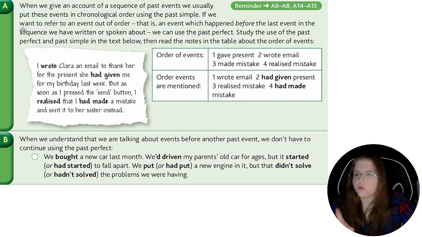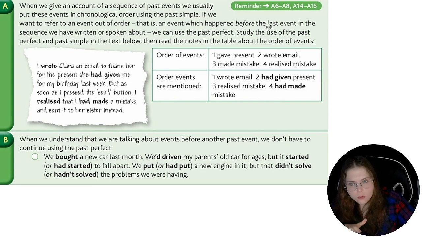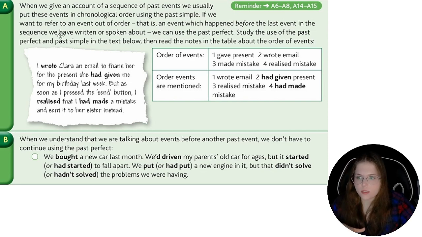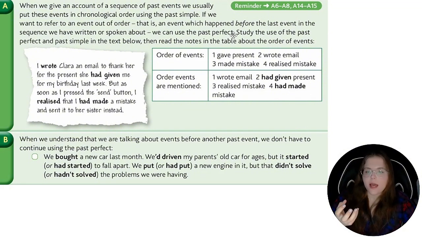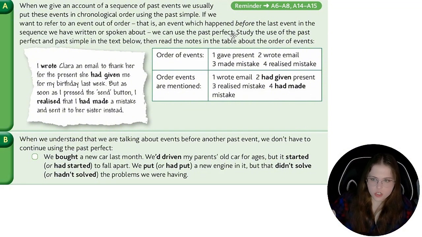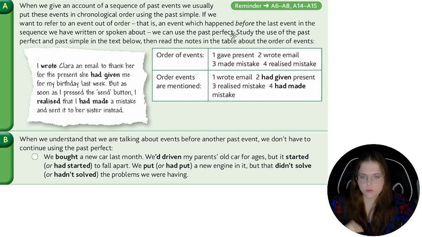If we want to refer to an event out of order, that is, an event which happens before the last event in the sequence we have written or spoken about, we can use the past perfect. One more time. If we have one action which had been done before the other action, we have to use past perfect. Study the use of the past perfect and past simple in the text below, then read the notes in the table about the order of events.